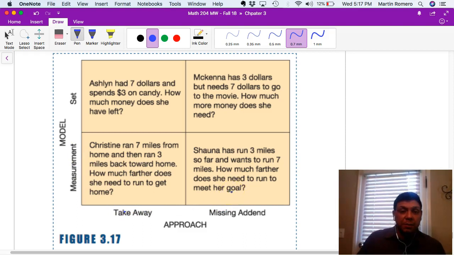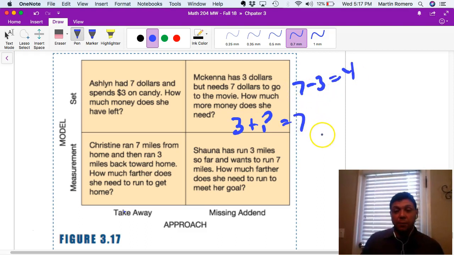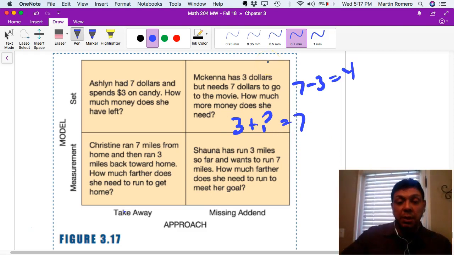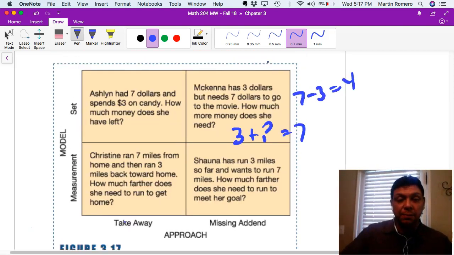And so again, as you look at the takeaway is usually the most common one where students just know you're taking away. The missing addend approach is, McKenna had $3 but needs $7 to go. How much more money does she need? And so the idea is 3 plus what equals 7. And many people would solve that by 7 minus 4. And so just keep that in mind in terms of that missing addend approach. And so that's it for chapter 3.1.